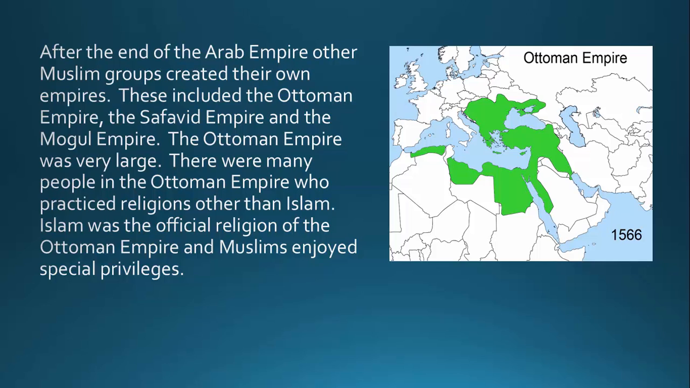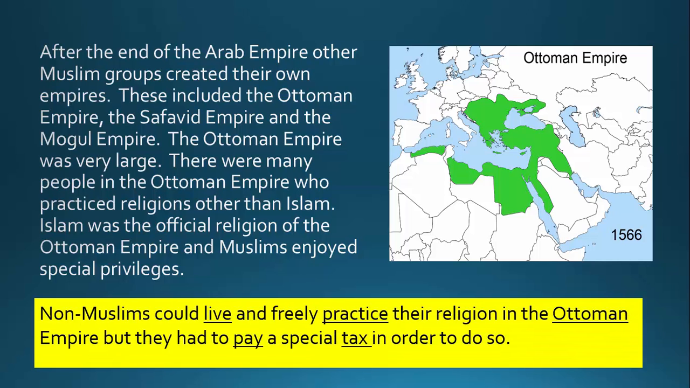Islam was the official religion of the Ottoman Empire, and Muslims enjoyed special privileges. Non-Muslims could live and freely practice their religion in the Ottoman Empire, but they had to pay a special tax in order to do so. Pause your video now to fill in the guided notes from this page.